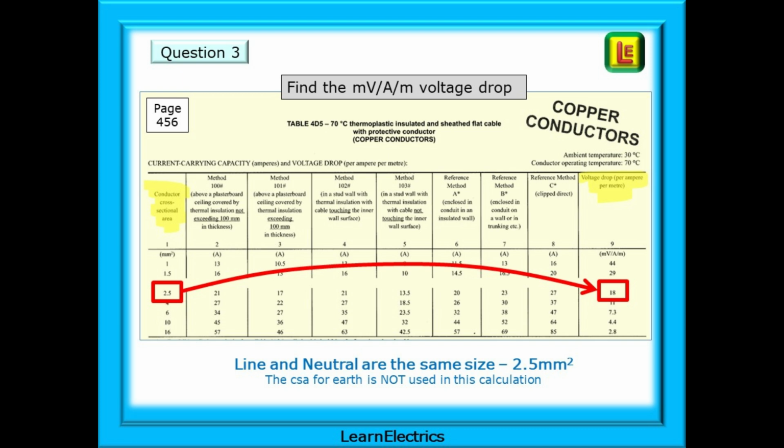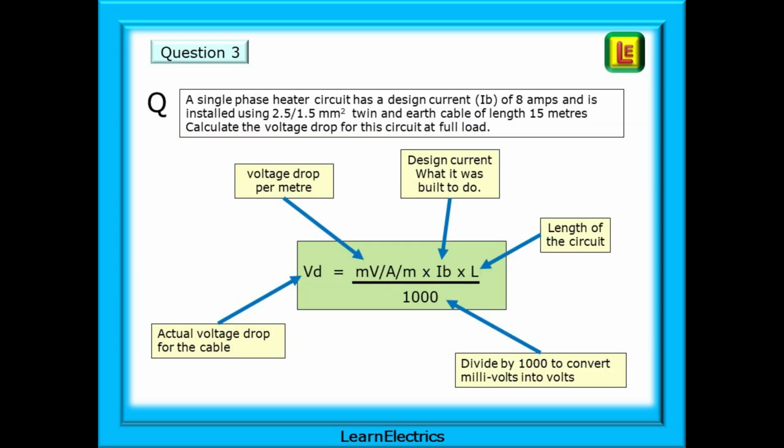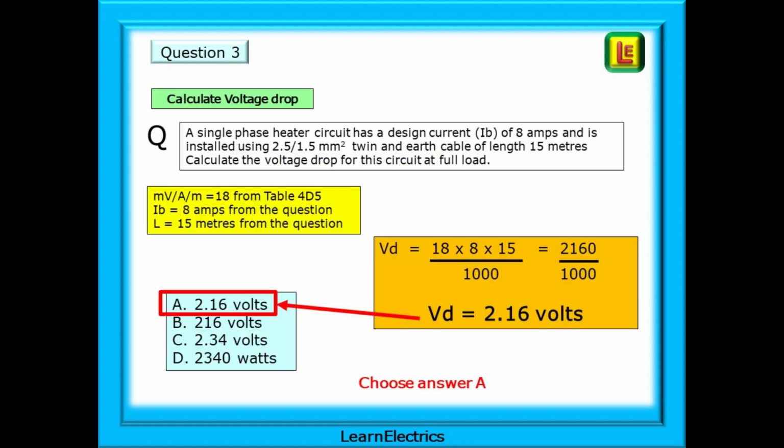So find 2.5 on the left, trace it along the table to the right, and we have the voltage drop column. This tells us the millivolts per amp per meter that will be lost in this size of cable. In this case, 18 millivolts for every amp that flows through every meter of cable. Here's the formula. Pause the video and understand what each symbol is telling us. Enter the millivolts from the table, the 8 amps and 15 meters that have come from the question. The voltage drop for this question is 2.16 volts, and answer A is our choice.